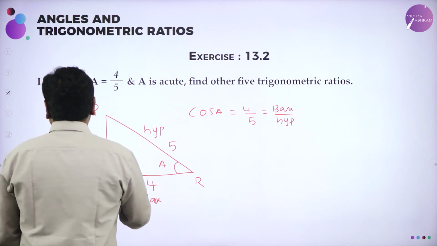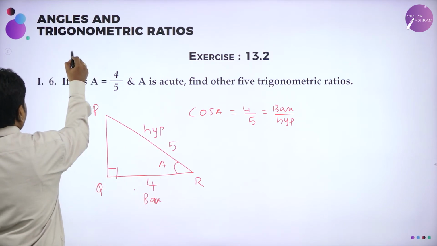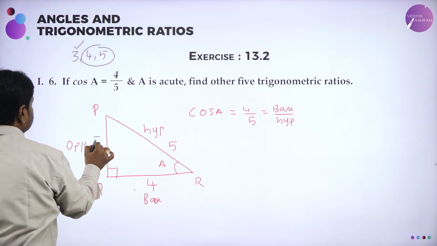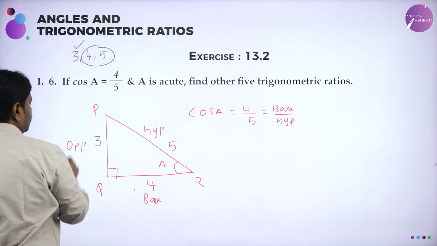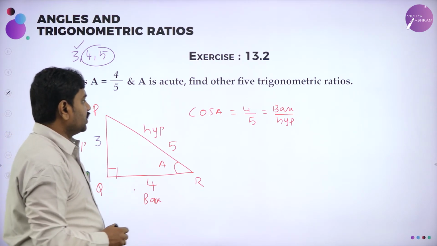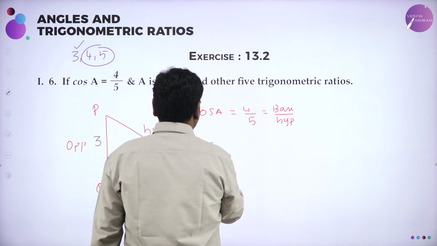Hypotenuse is 5. I told you 3, 4, 5 are Pythagorean triplets. They give 4 and 5, the missing number is 3. So fill this as 3. That's it. Or use the right angle Pythagoras theorem, PR square is equal to PQ square plus QR square, and you will arrive at this. Now the remaining 5 trigonometric functions we'll write one by one.